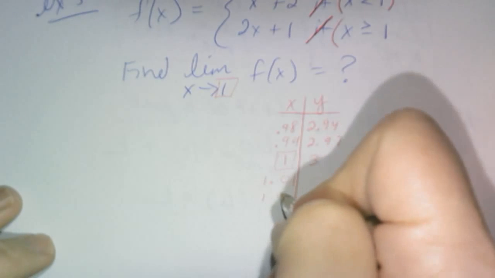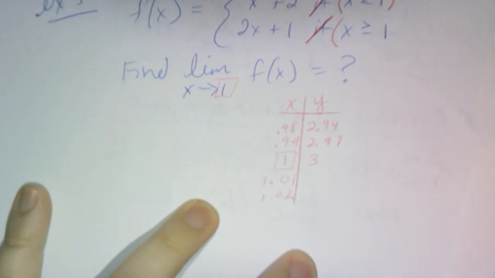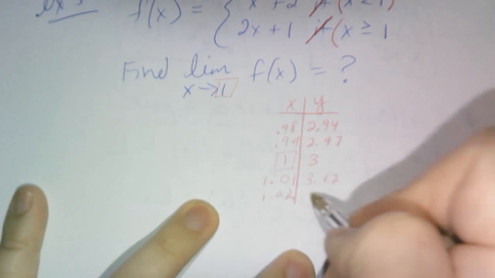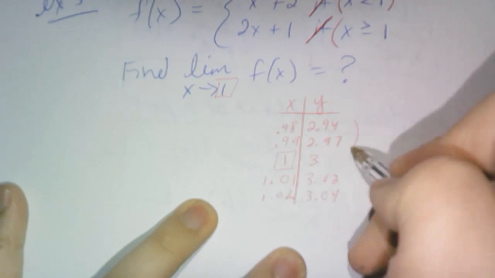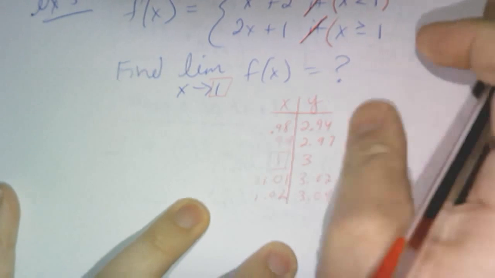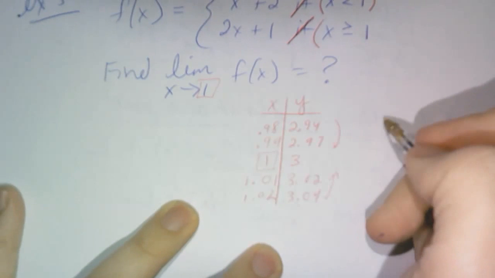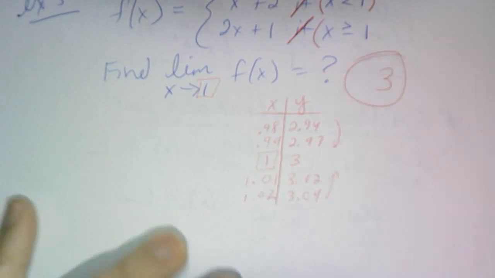What's at 1.01? What's at 1.02? 3.02, 3.04. Am I approaching the same limit from both sides, y'all? Yeah. What's that limit? 3. The answer is 3.